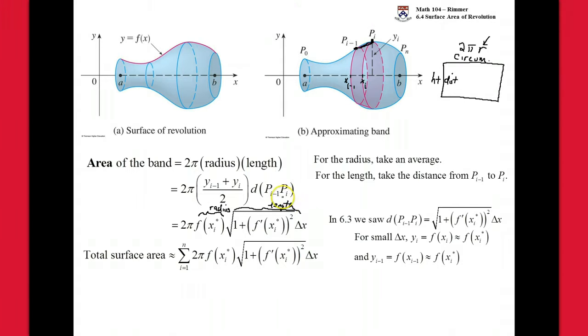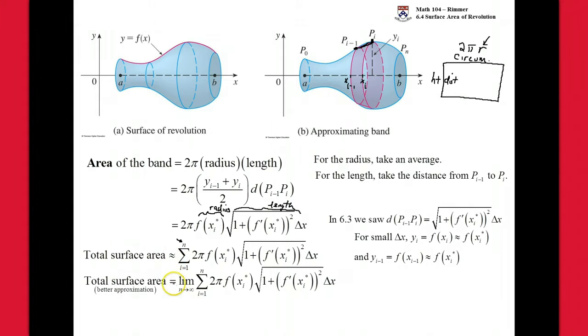Okay, so that's 1 band, and we'll have a finite number of bands, n of them, so we'd add them up, and that'd be an approximation to the surface area. To get the total surface area to be exact, the best approximation would be to have a limit as the number of subintervals goes to infinity. And this is our familiar Riemann sum, which leads us to integration. And so we integrate from a to b, 2 pi times f of x times this infinitesimally small piece of arc length. And that's the formula for arc length. Put it together with this, and we now have the formula for surface area.